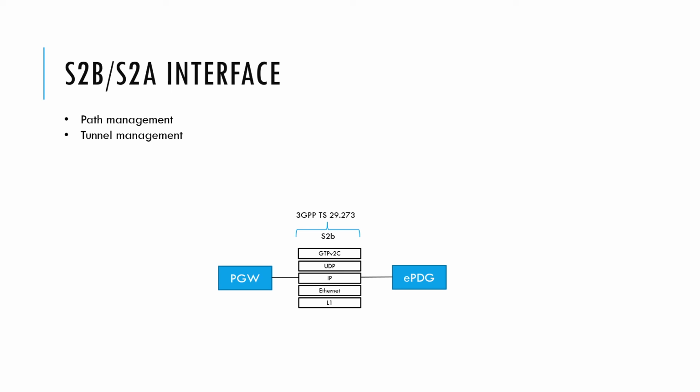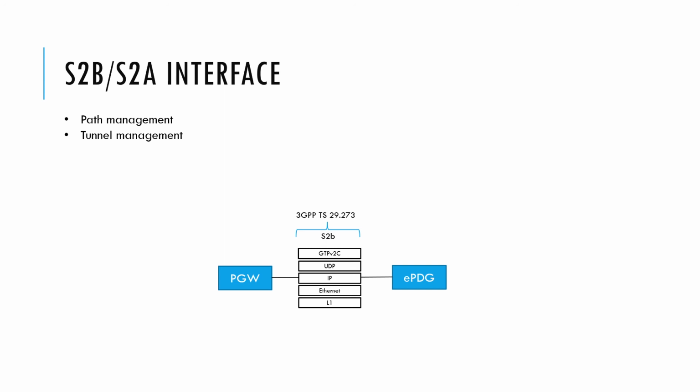The main functions of these interfaces are path management and tunnel management. Path management means checking whether the path is alive or not. Various messages are sent to check this, like the echo request and response messages. The second function is tunnel management, which means to set up, modify, and delete a tunnel. The messages that come under this functionality are the create session request, create bearer request, and modify bearer request.